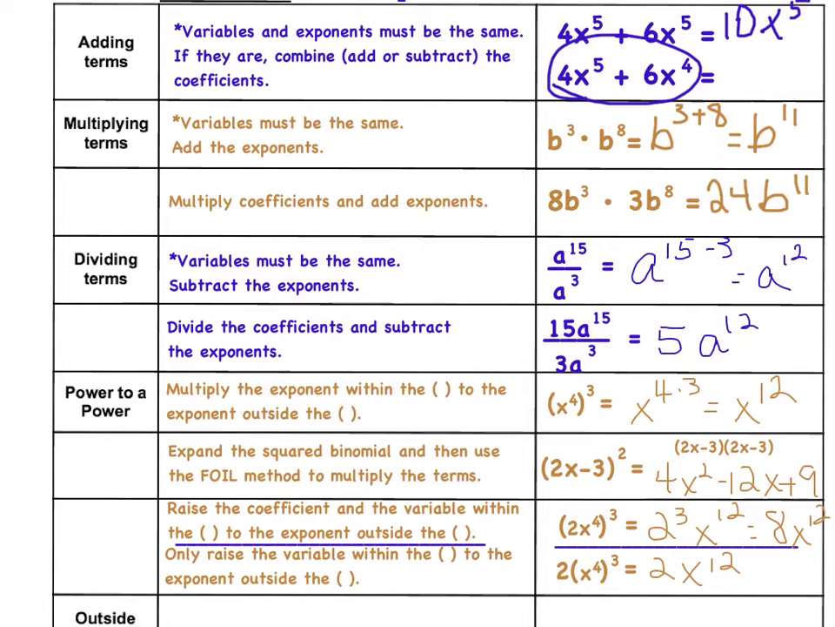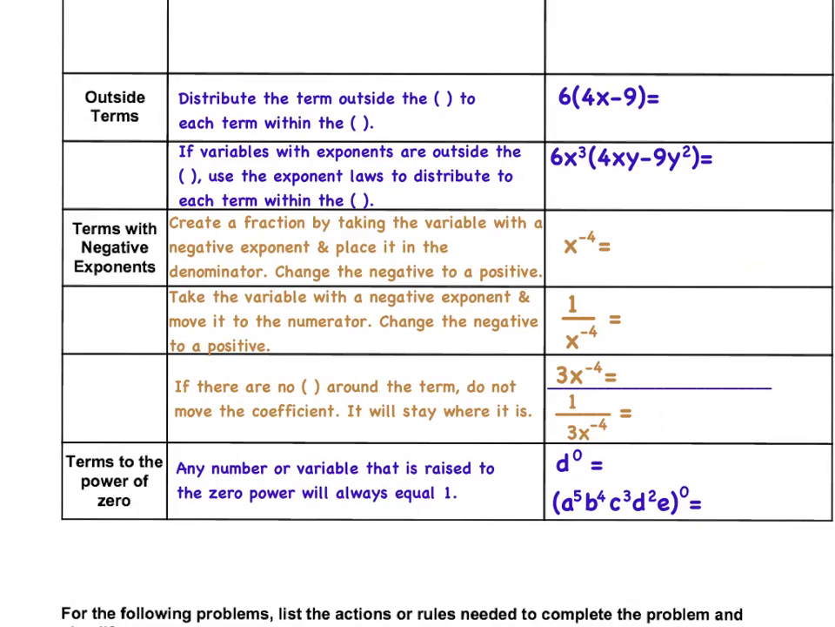So the main thing I want you to see here is, do you see how these two answers are different? And they're different because of the coefficient. If the coefficient is inside the parentheses, you raise it to the power that's outside the parentheses. However, if the coefficient is on the outside of the parentheses, you do not raise it to the power that's outside the parentheses. Now let's look at the outside terms.